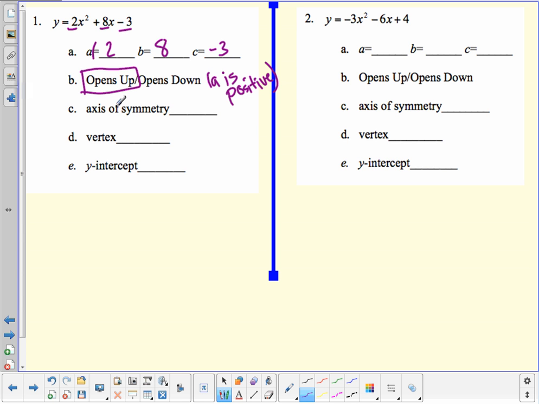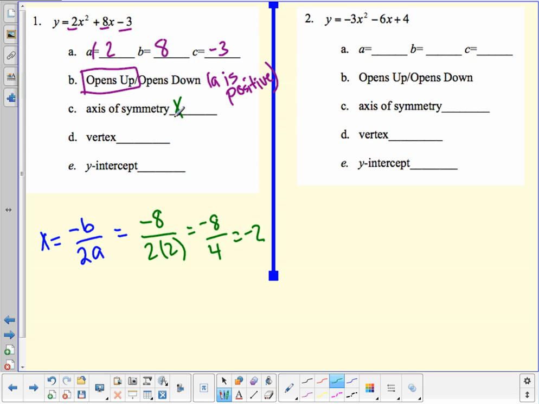Then the axis of symmetry. So I need this: x equals the opposite of b over 2a. Your b value is 8. Your a value is 2. So that's negative 8 over 2 times 2. That's negative 8 over 4. That's negative 2. So the axis of symmetry is x equals negative 2. That's also going to be the x-coordinate of the vertex. So you can put that in there right away because you know they're the same thing.